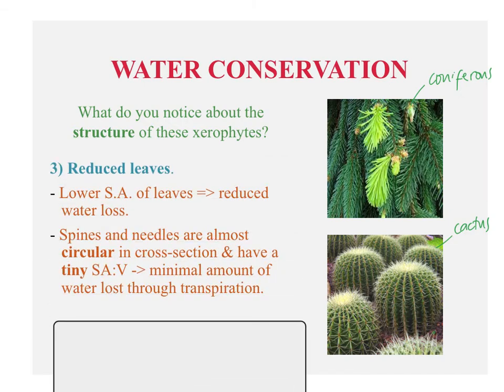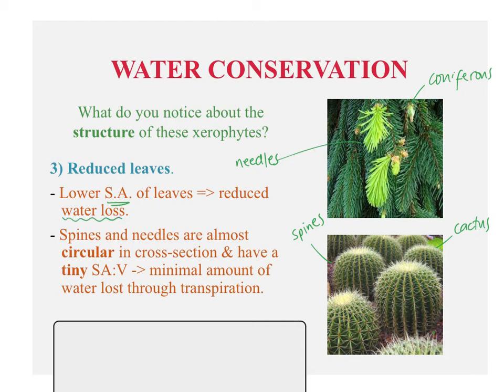Now, one of the key things about xerophytes is that they don't generally have big leaves. They don't have those big palm tree style leaves. They've normally got either needles or spines. So, we say needles on things like pine trees, and then we've got spines or spikes on things like cacti. And if we've got a reduced number of leaves, then we're going to have a smaller surface area for them.